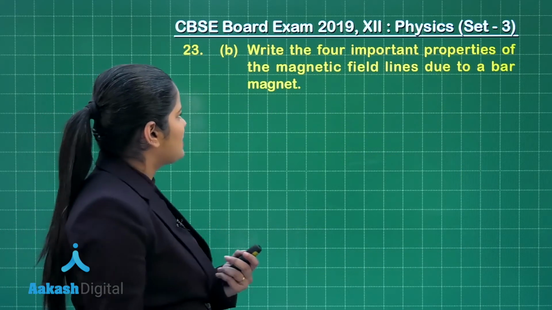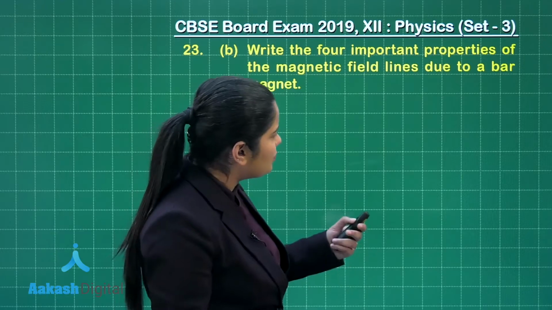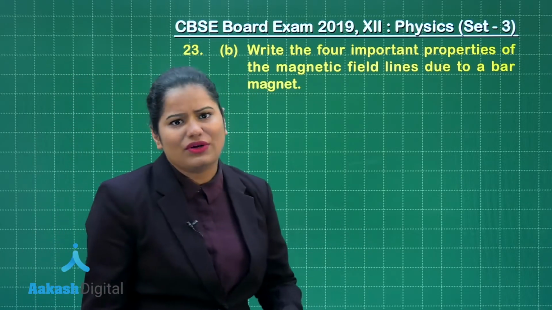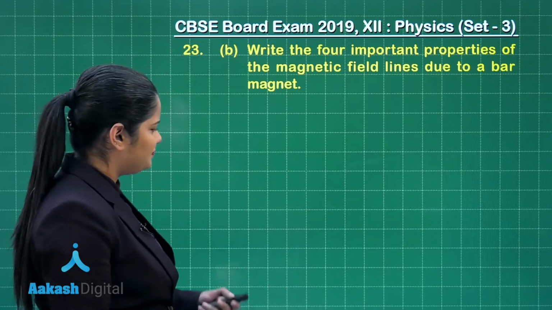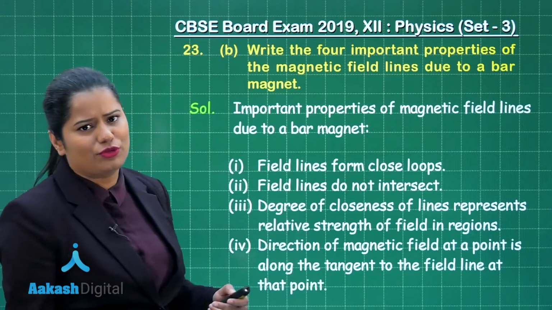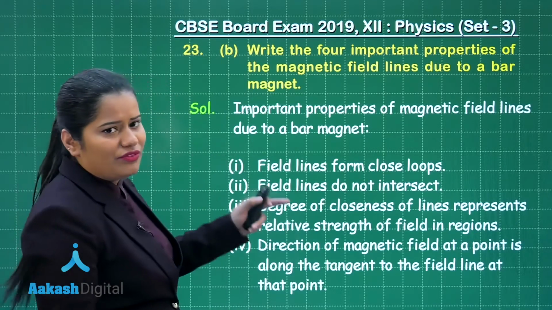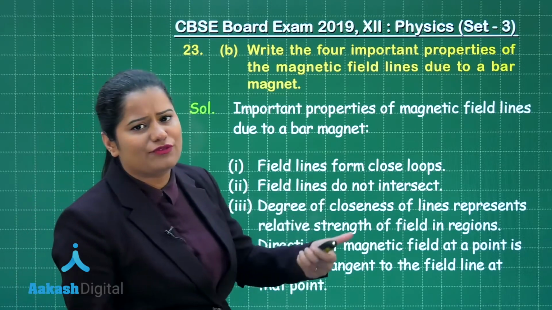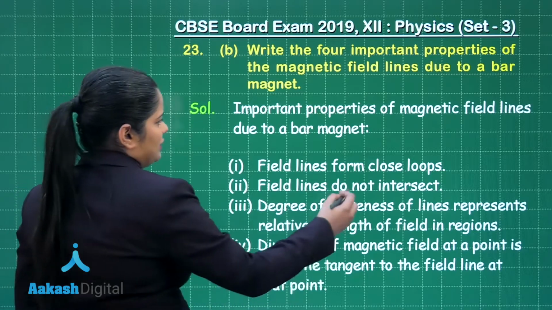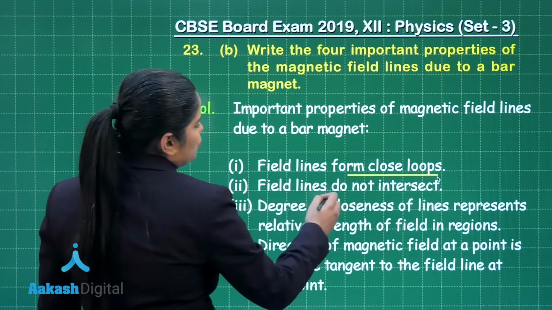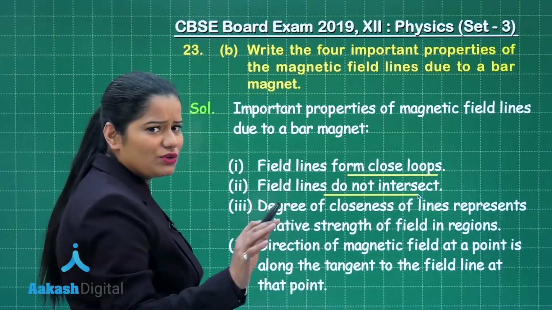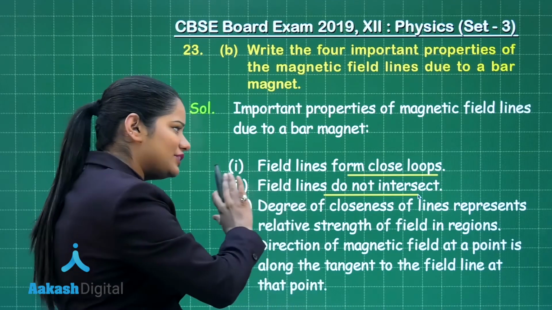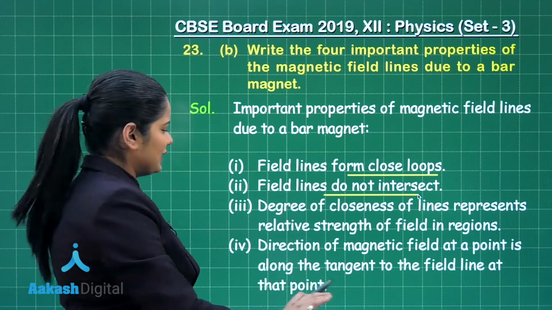This part of the question says: write 4 important properties of the magnetic field lines due to a bar magnet. Well, this is a pretty simple question. You just need to write down the 4 properties, so you will be getting half a mark for each property. You can write that the field lines form closed loops. Field lines do not intersect each other. There is no need to write the reason why they do not intersect. You can just write that they don't intersect.